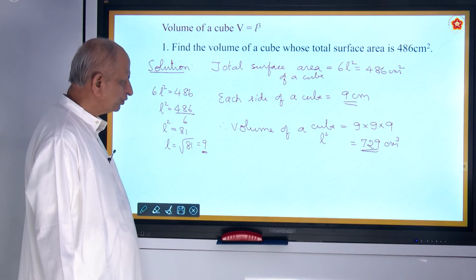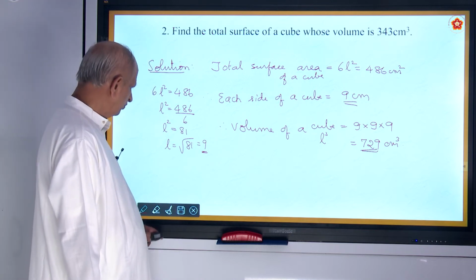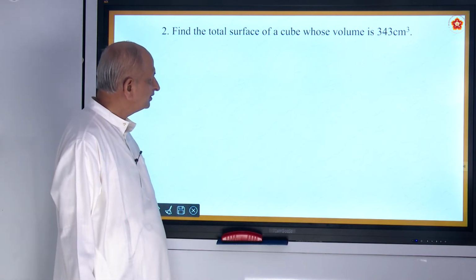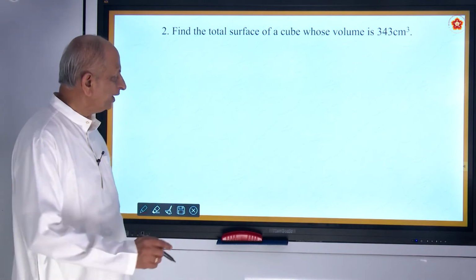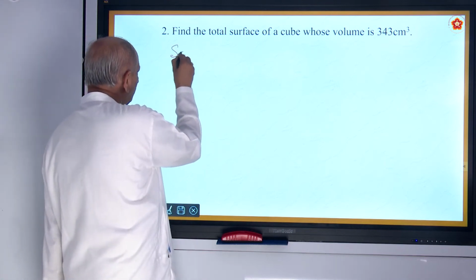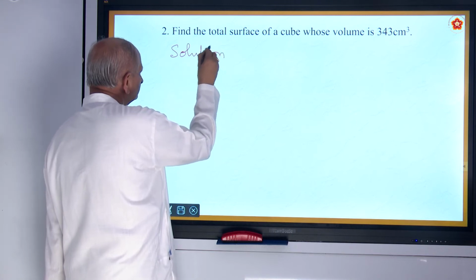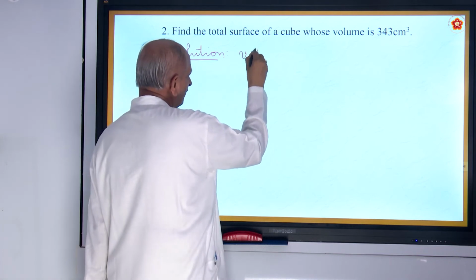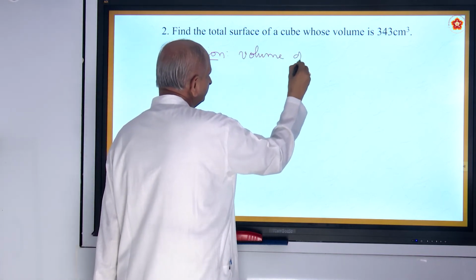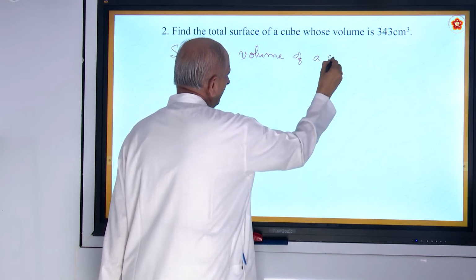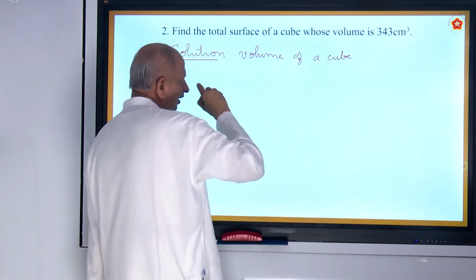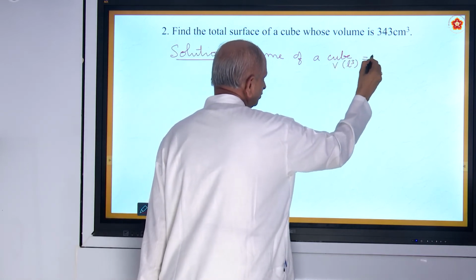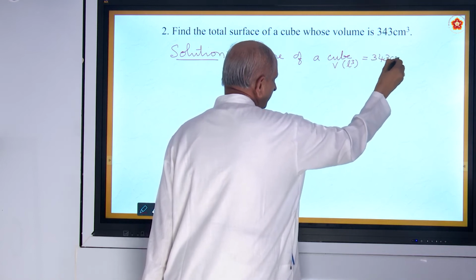So up to that you have to practice that. Now shall we move on to next question? Oh, now just reverse of it. Total surface area is given. No, total surface you have to find out. You are given with volume. So using volume you have to find the TSA, total surface area. So volume of a cube, we call it as L cube, is equal to 343 centimeter cube.